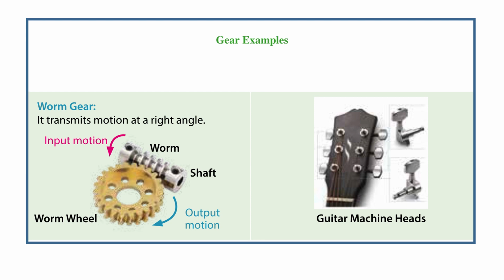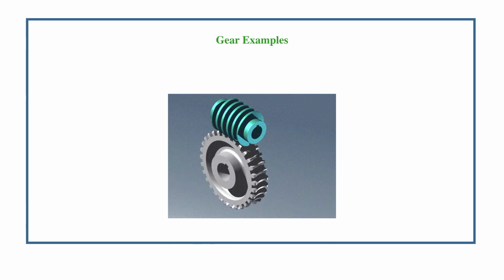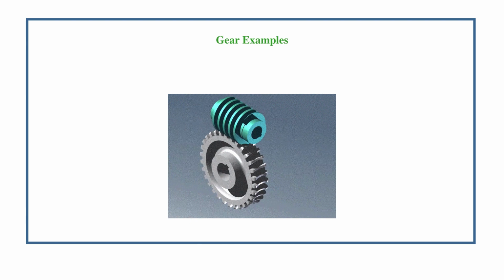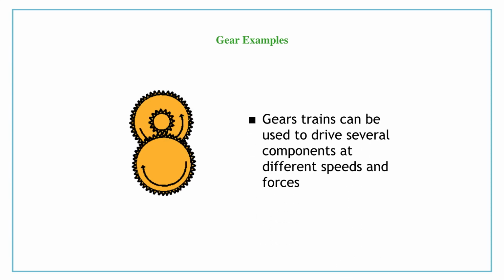Worm gears transmit motion at a right angle, and one of their uses is in guitar heads. This is an illustration of how the worm gear works. A gear train is composed of many spur gears meshed together to change speed and direction. We often see gear trains in clocks. Gear trains can be used to drive several components at different speeds and forces.